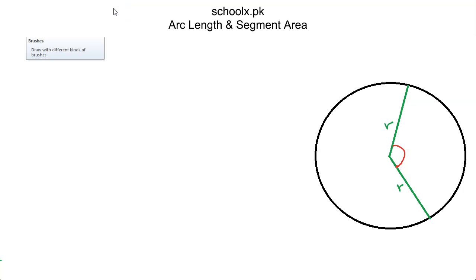We've already studied in our A levels that the area of a circle, for a complete circle, is pi r square, and of half a circle is pi r square by 2. Semicircle area is pi r square by 2, which is exactly half of a circle.